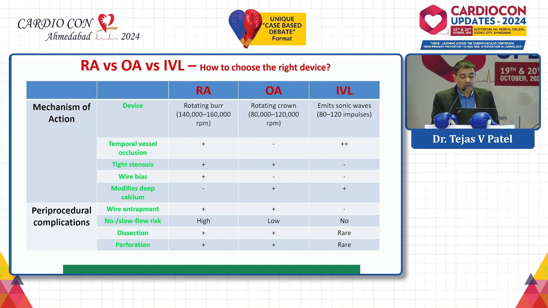Procedural complications, wire entrapment, slow flow, dissection, perforation, nothing will happen with IVL, and that's why it is very user-friendly. But with RA and OA, if you are experienced and doing it with safe technique, the complication rates are very, very low.